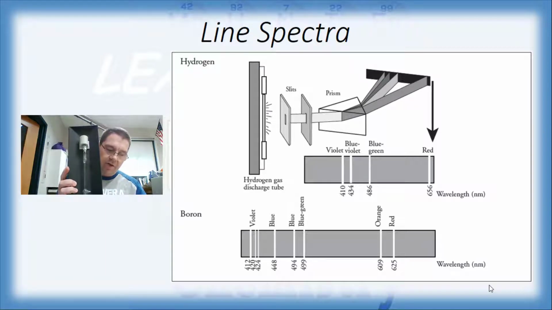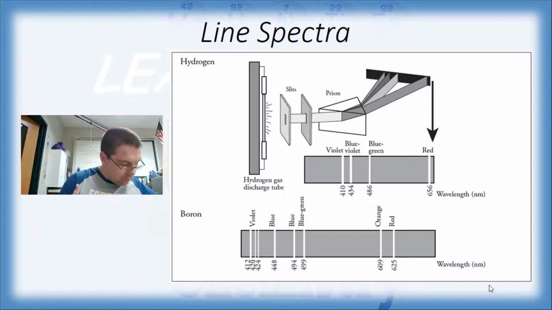And so when I turn on the high voltage, the electricity is going through that hydrogen gas and providing energy, and you see this purplish pink light being emitted. Well, if we were to take that light and pass it through a prism or a diffraction grating, we would see a pattern very similar to what you see there for hydrogen.